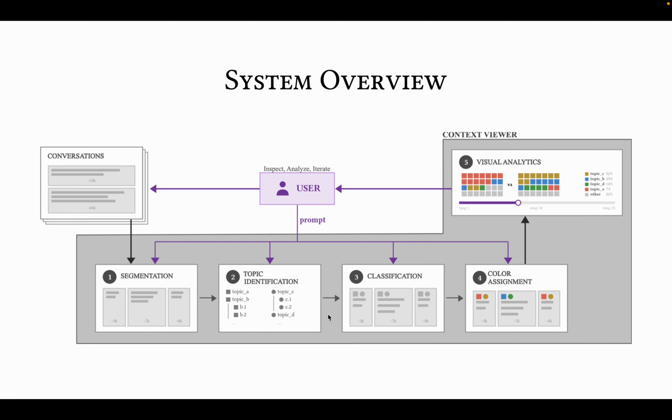Each of these stages internally has a zero-shot LLM call in order to perform the semantic operation. And the user has control over each of those prompts, and so they can iteratively modify these prompts in order to guide the exploration in the direction that they want.